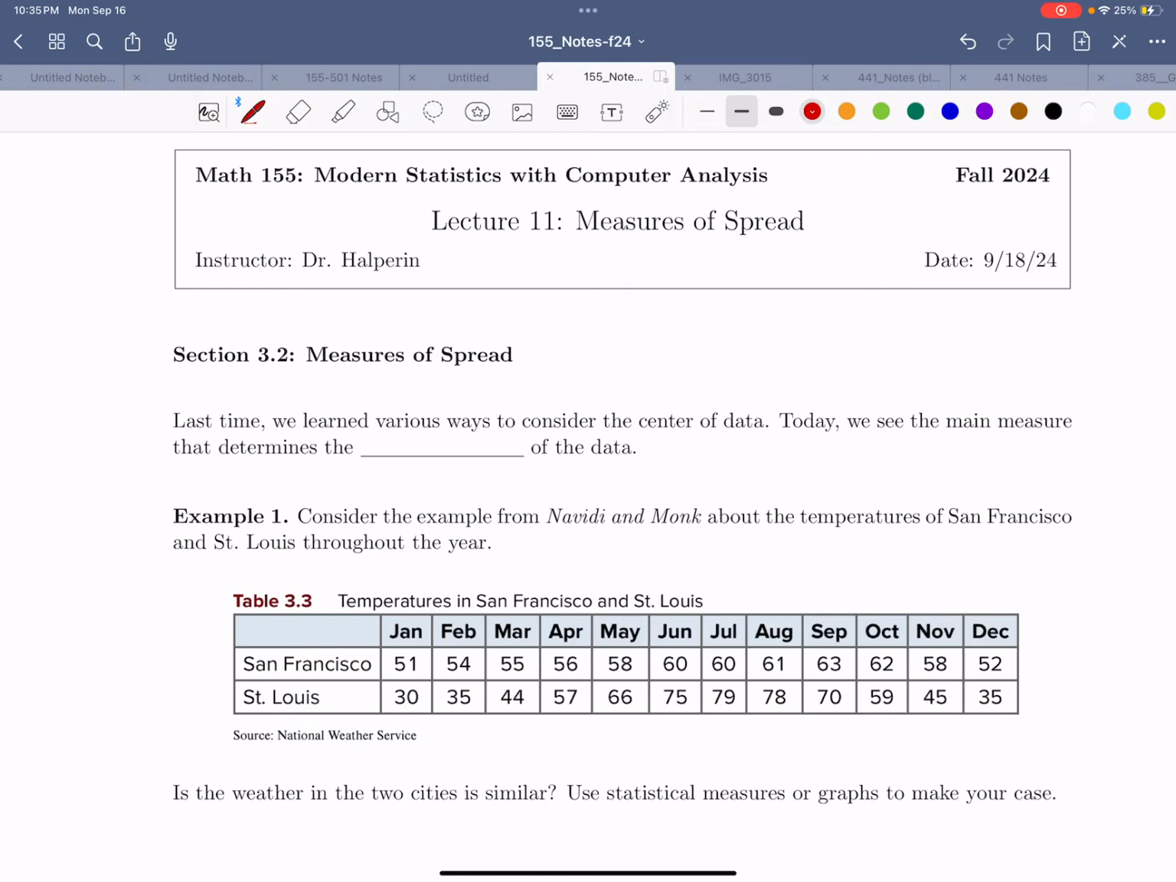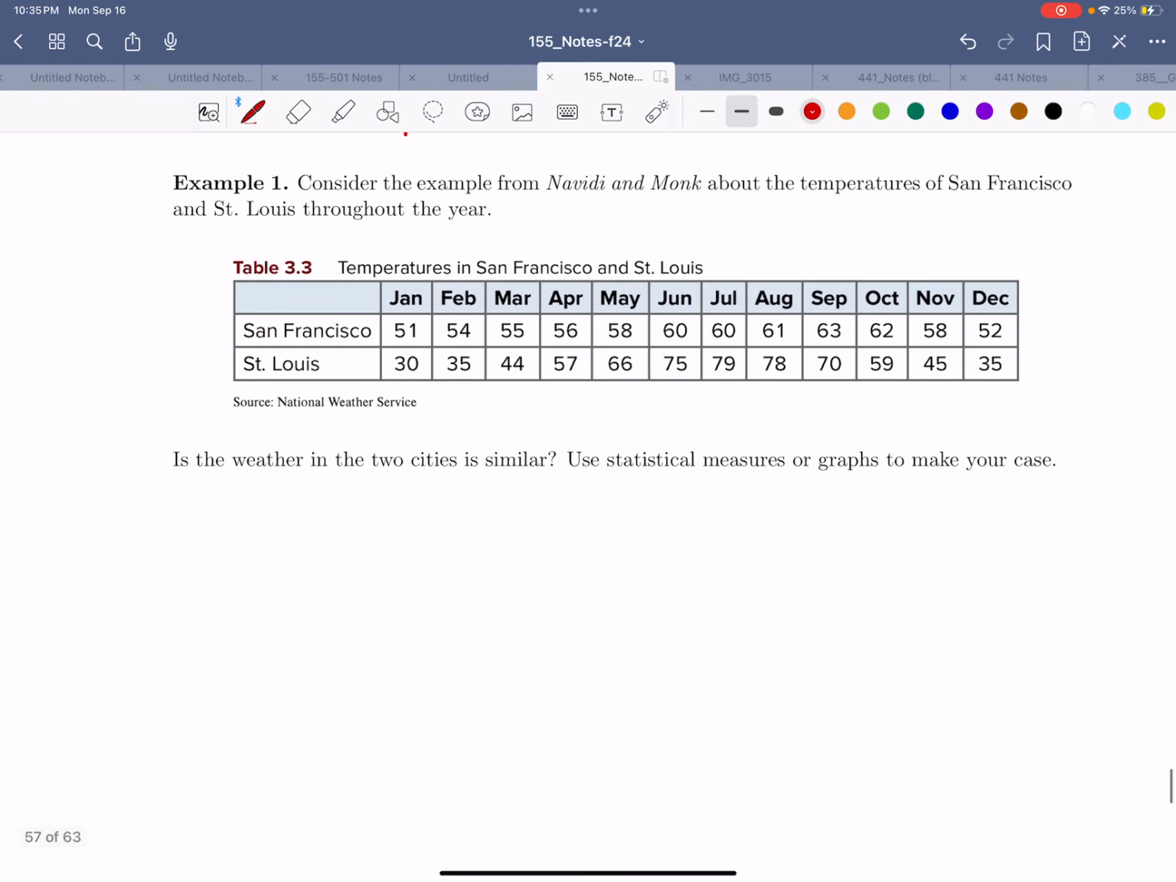Last time we learned section 3.1, measures of center. Today we learn measures of spread. Let's look at an explanatory example. Two cities, San Francisco and St. Louis, average monthly temperatures measured throughout a year. Is their weather similar? Use statistical measures or graphs to make your case.